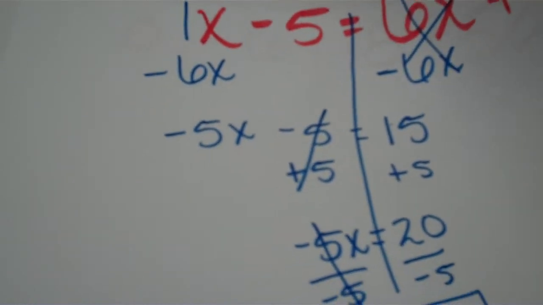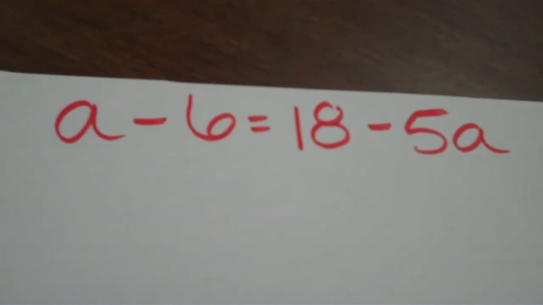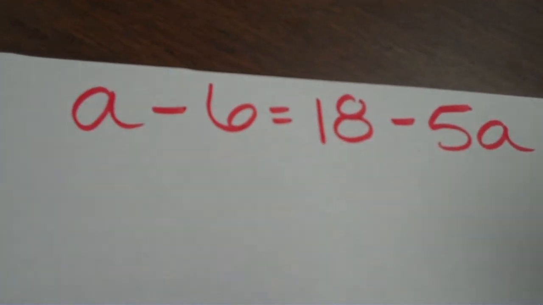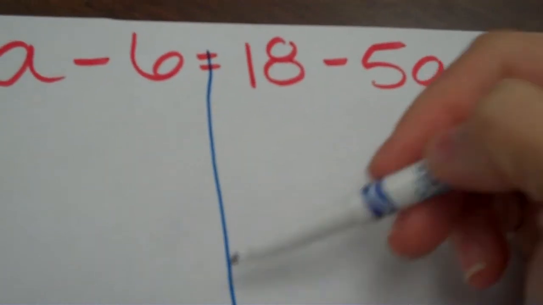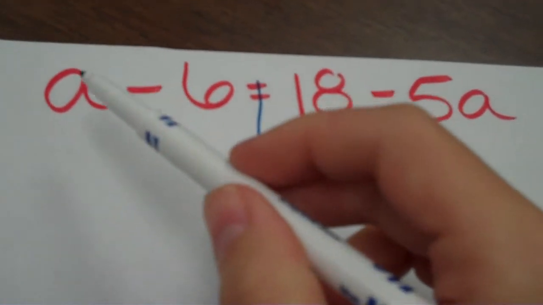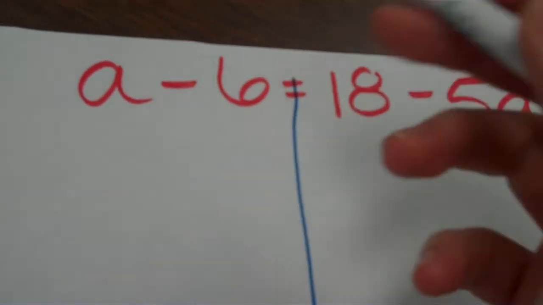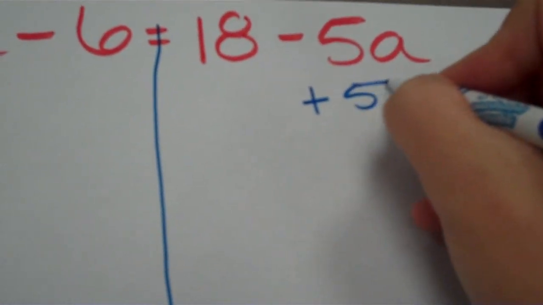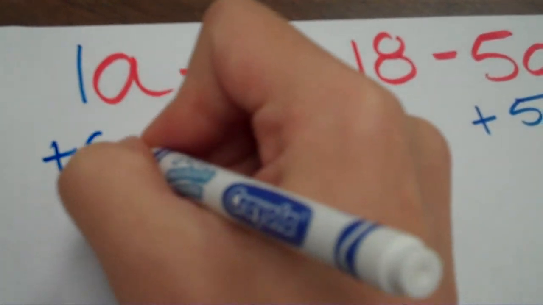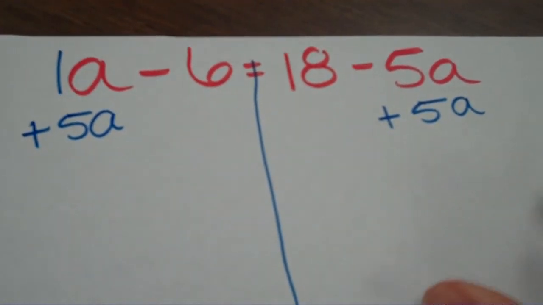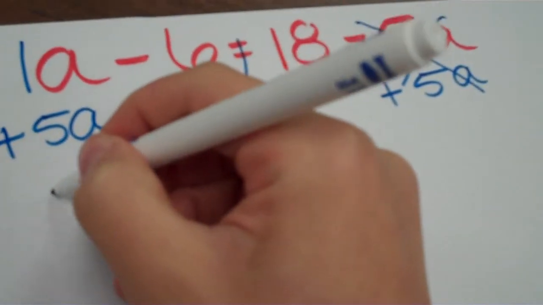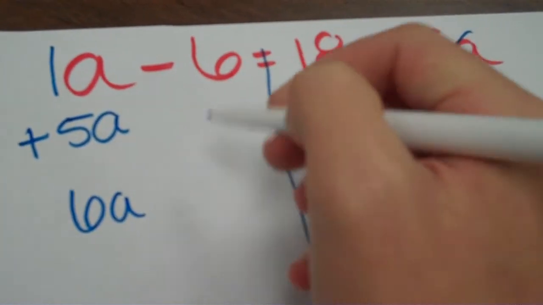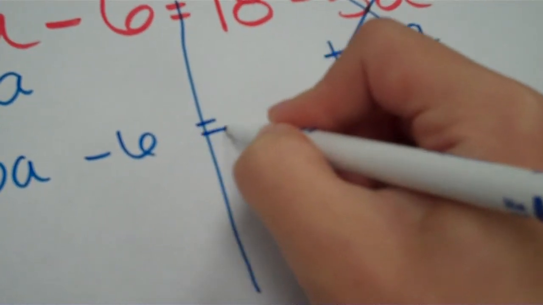One last problem and then we're done. All right. A minus 6 equals 18 minus 5a. You can go ahead and draw your line. You could bring this over here. You could bring the a over there. It doesn't matter. I'm going to go ahead and bring my a to my left because that's what math people tend to do. I'm going to go ahead and write a 1 right there as well. The opposite of subtracting 5a is adding 5a to both sides. Make sure you write it underneath the a. Okay? These go away. 1 plus 5 is just 6. 6a. Okay? Bring down minus 6 equals 18.